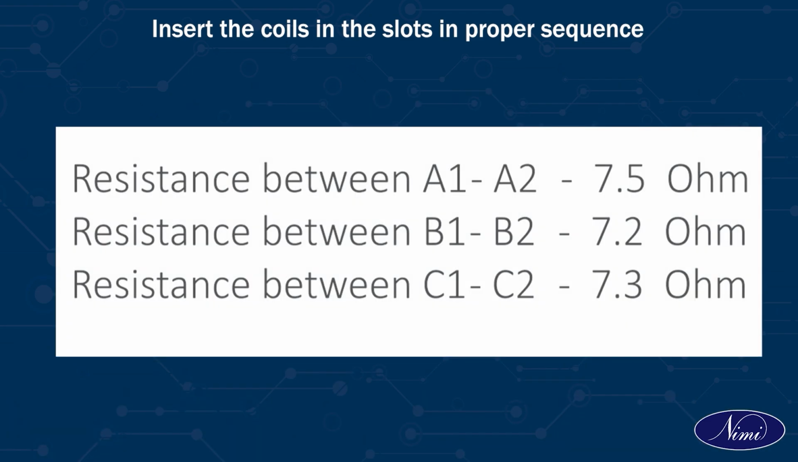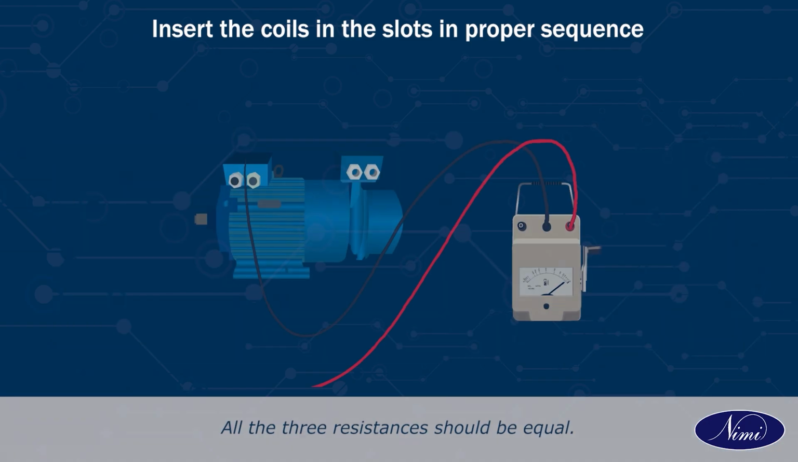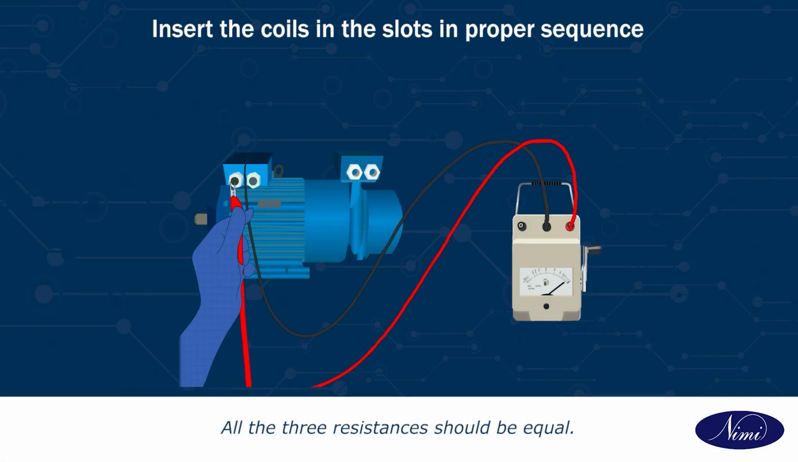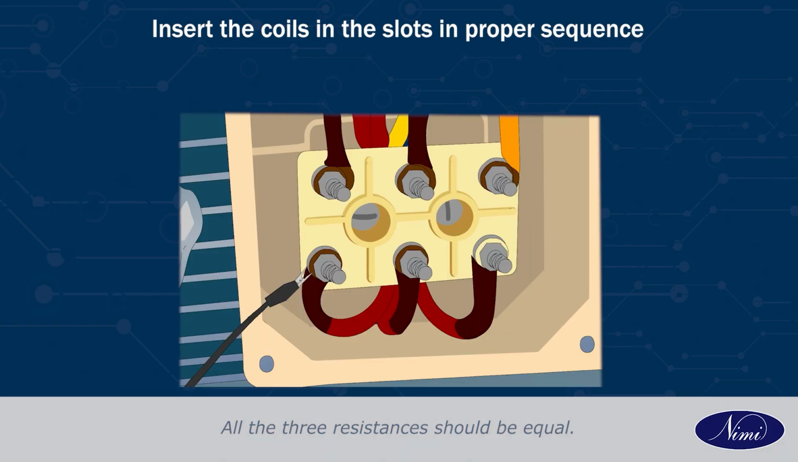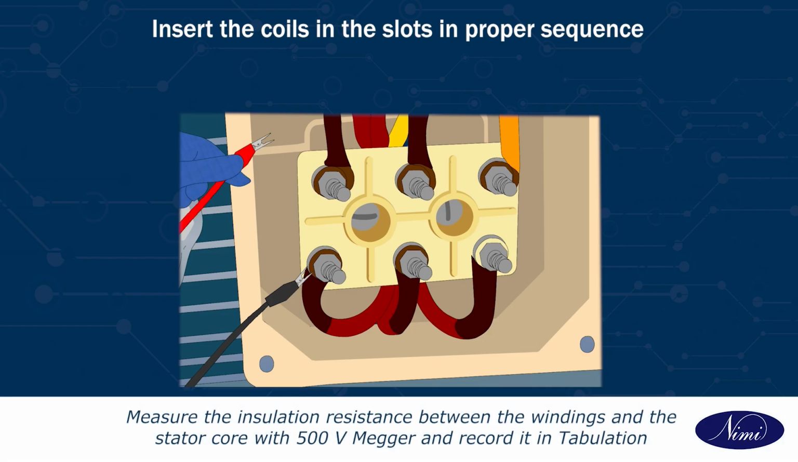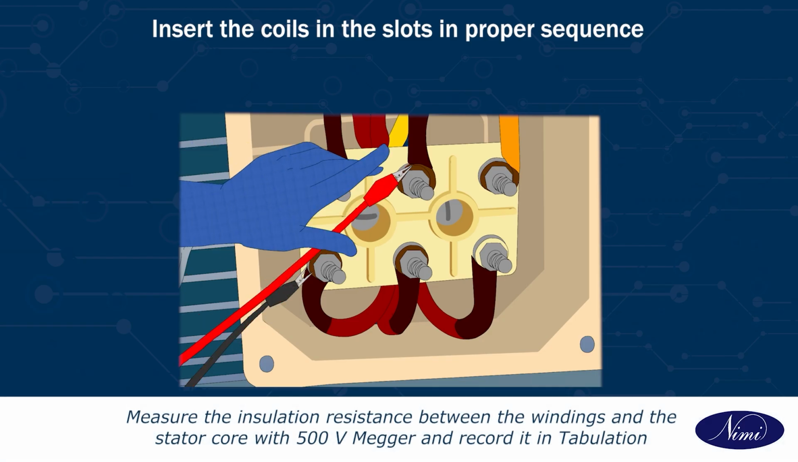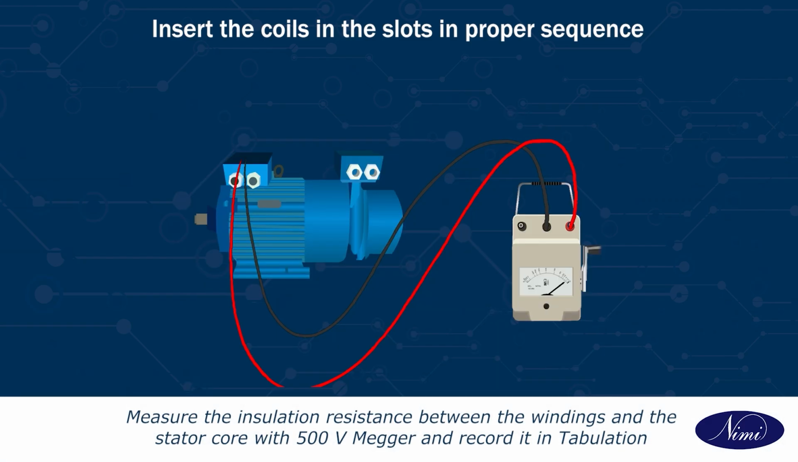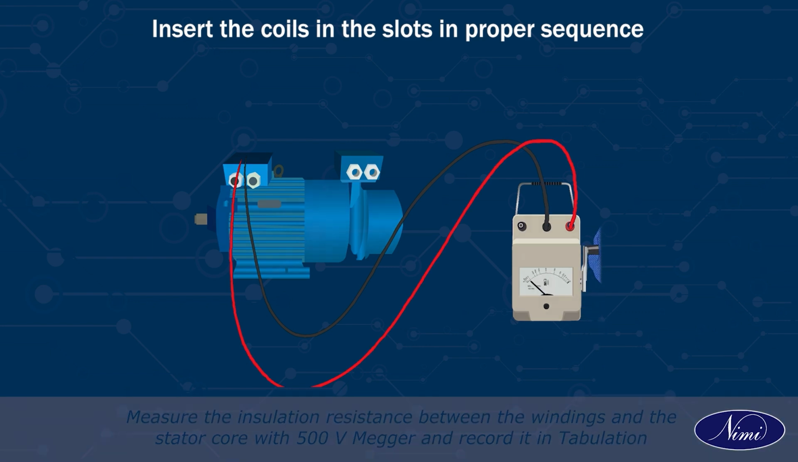Resistance between A1 to A2, resistance between B1 to B2, resistance between C1 to C2. All the three resistances should be equal. Measure the insulation resistance between the windings and the stator core with 500 volt meter and record it in tabulation.